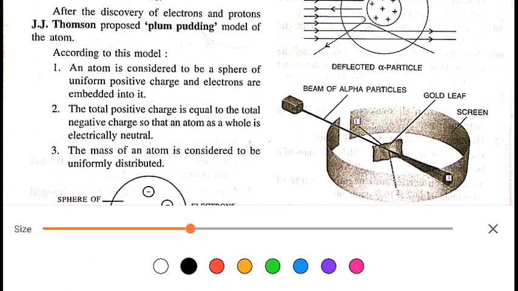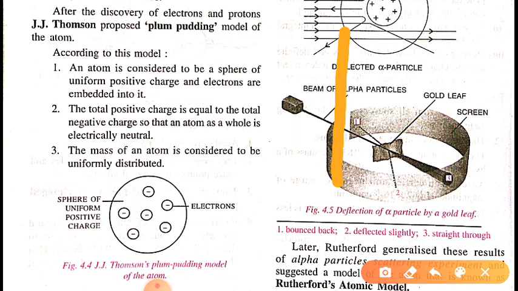His experiment was like this. He took one very thin gold foil like this. The thickness of this gold foil was about one millionth of a centimeter, which means very thin. He selected gold foil because we know that gold is highly malleable. It can be drawn into thinner and thinner sheets.